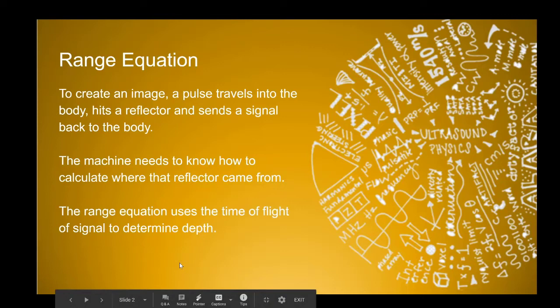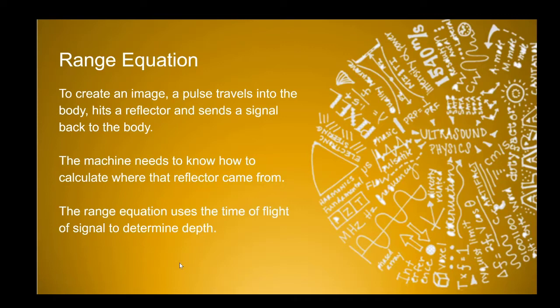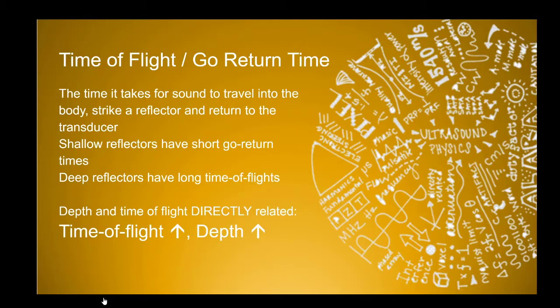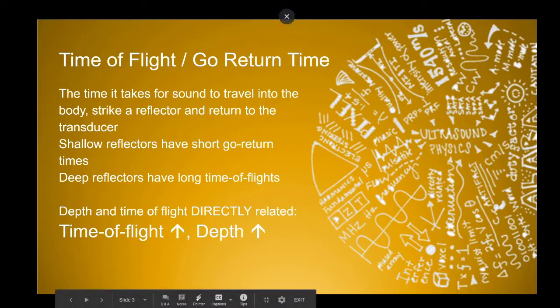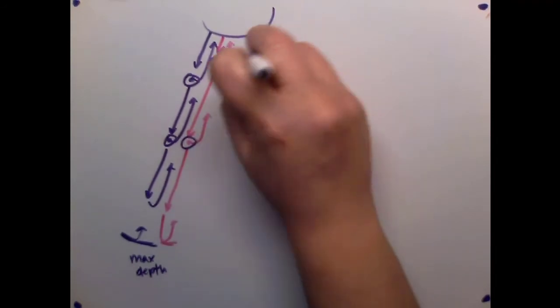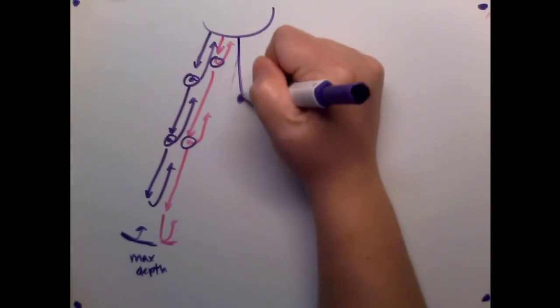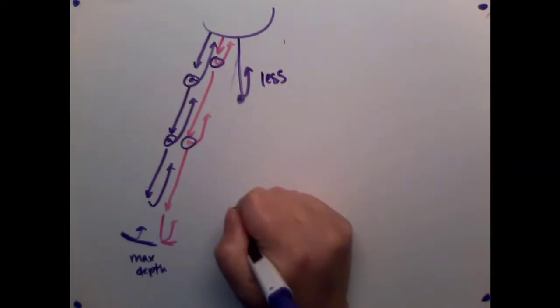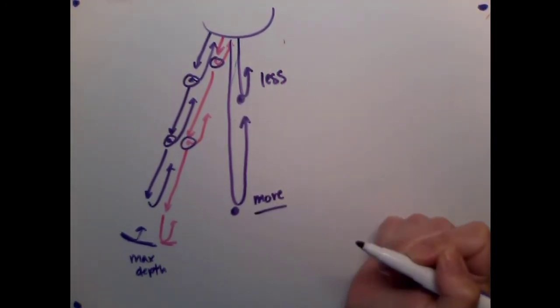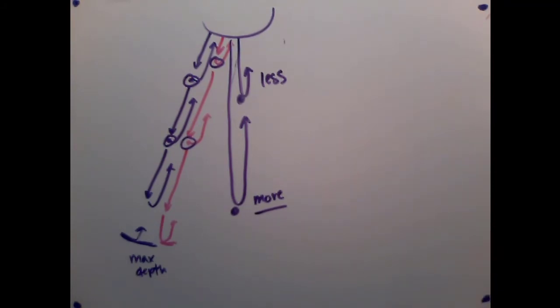So range equation, you'll hear a lot of times time of flight. So again, that's into the body and back, or go return time. So when we have a long time of flight or a long go return time, an increased time of flight or increased go return time, that means that the reflector is deeper in the body. So that makes them directly related. And that makes sense. If we look at our example here, the time it would take for sound to hit this reflector and go back is less than the time it would take to come down to this reflector and return back to the transducer. So as depth increases, the time of flight increases or gets longer. They're directly related.